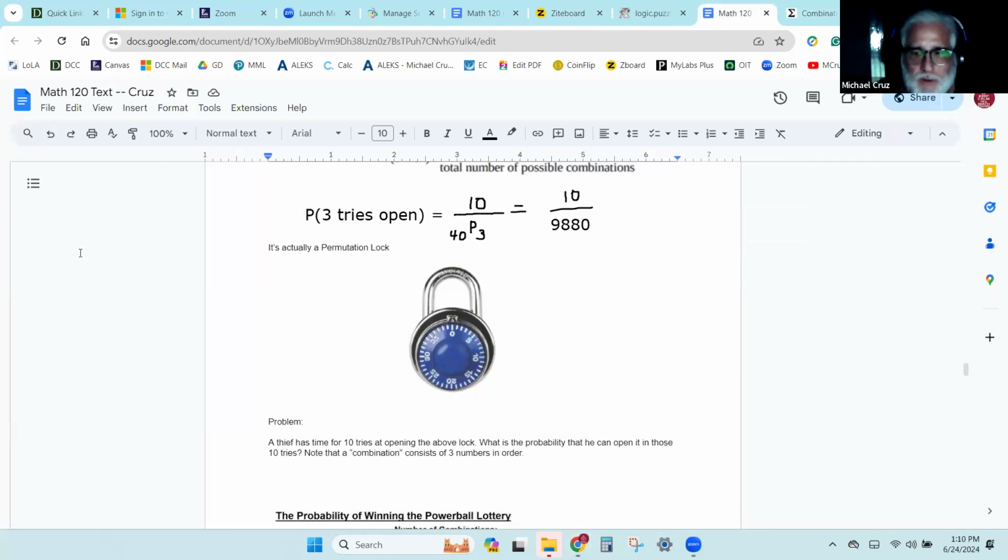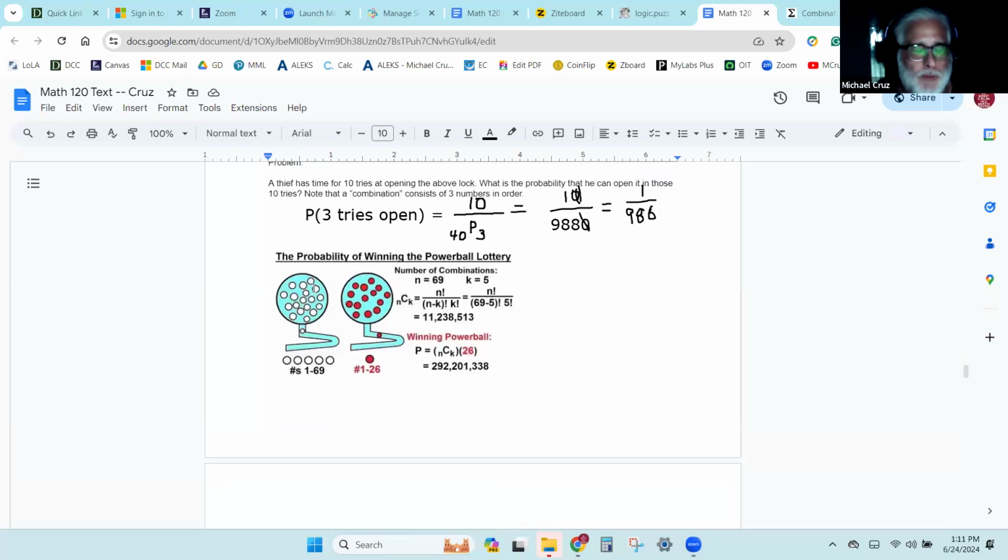And then if we simplify that, we can just knock off the zeros. So depending on whether order is important, you use combinations if they're not important, permutations if there are.